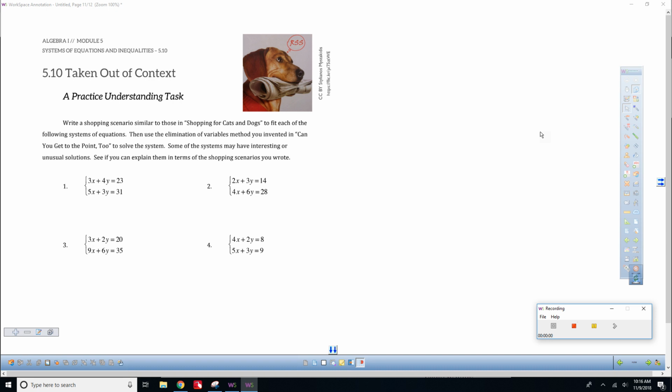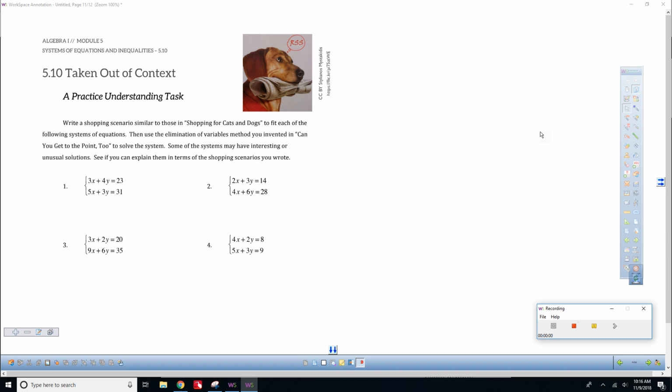So for number one, I'm going to say we're talking about making bags of popcorn. And we can make 3 bags of unsalted popcorn and 4 bags of caramel corn, and it will take us 23 minutes. However, if we made 5 bags of unsalted popcorn and 3 bags of caramel corn, it would take us 31 minutes. How much does it take us to make each bag of caramel corn and unsalted popcorn?